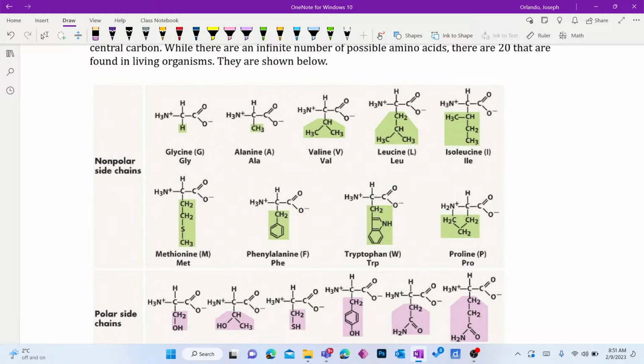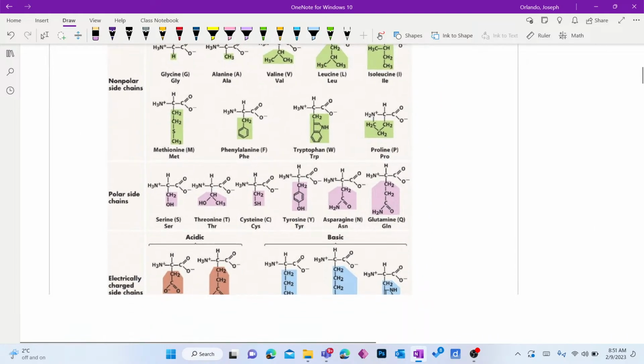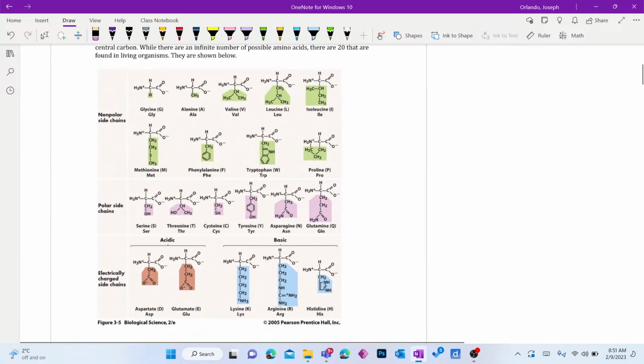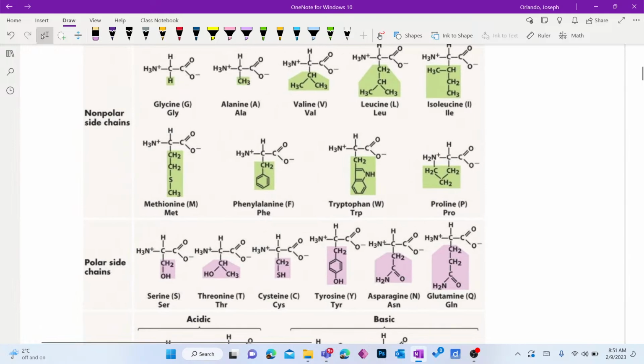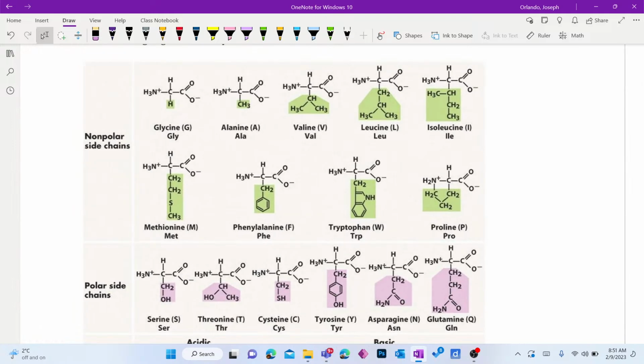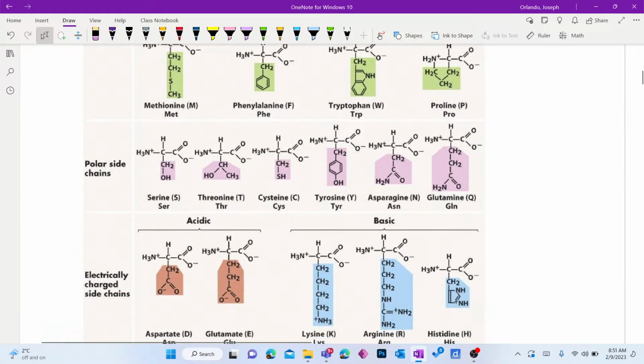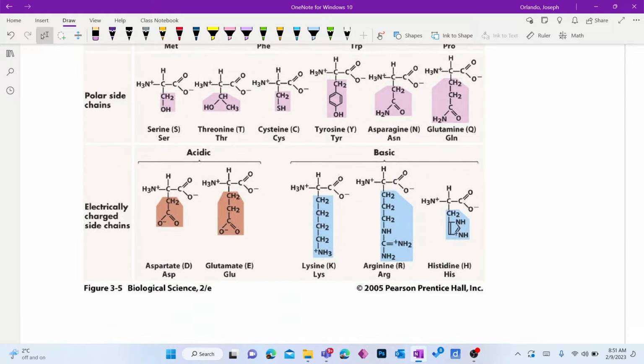So if you look here, there are 20 different side chains that can be attached. And with the 20 different side chains, you get glycine, alanine, valine, leucine, isoleucine, methionine, phenylalanine, tryptophan, proline, serine, threonine, cysteine, tyrosine, asparagine, glutamine, aspartate, glutamate, lysine, arginine, and histidine.